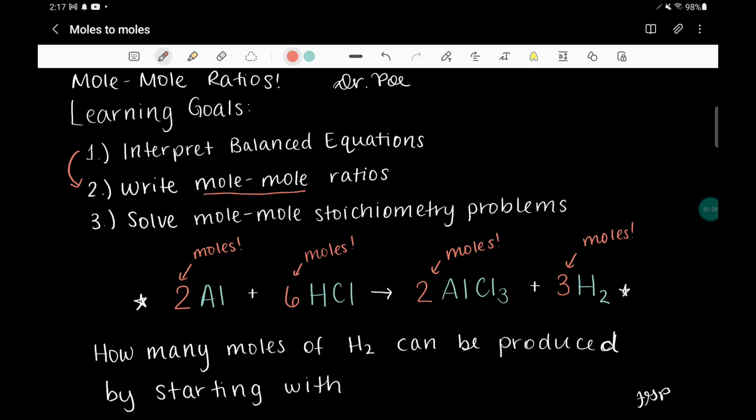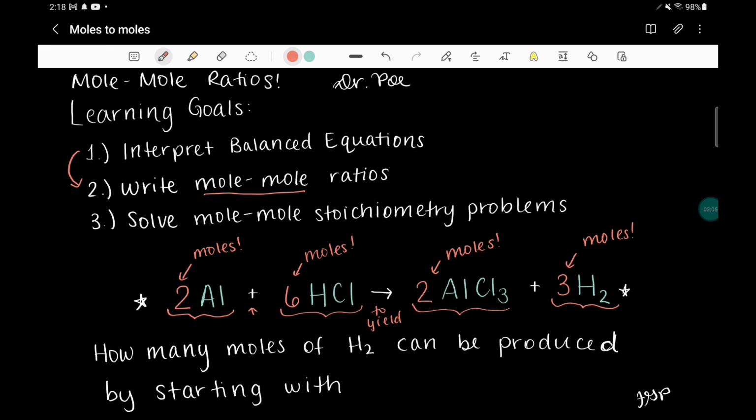When we're reading this chemical sentence, what we are saying is 2 moles of aluminum combined with 6 moles of HCl to yield, or to make, that's what the arrow means, 2 moles of aluminum chloride and 3 moles of hydrogen gas, H2. And really, that's what we use for the mole-mole ratio. We're going to use those coefficients because those coefficients mean moles.